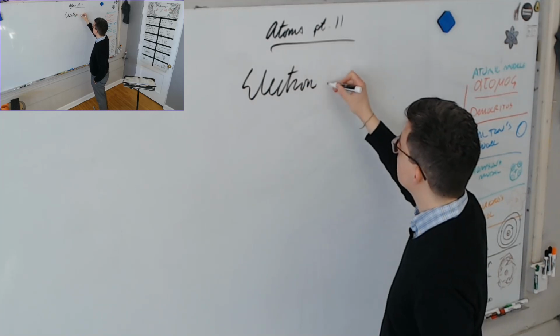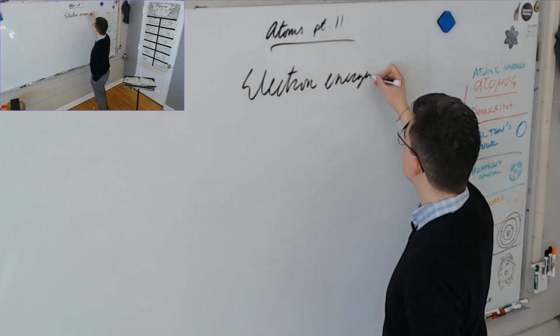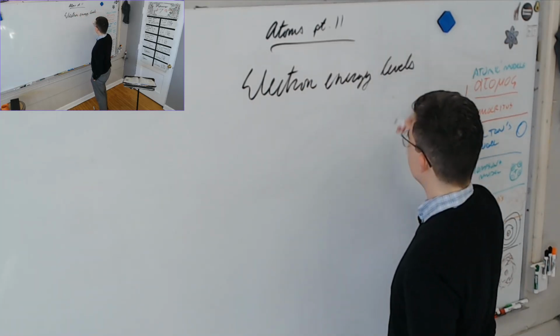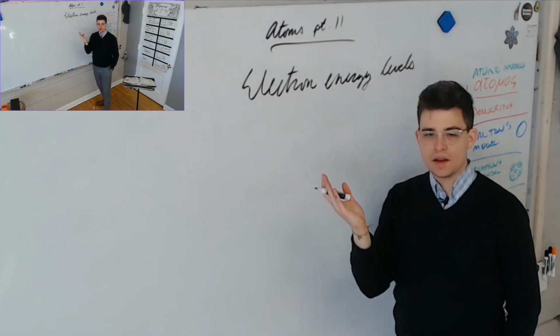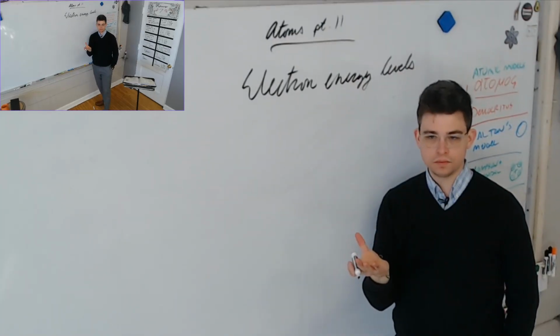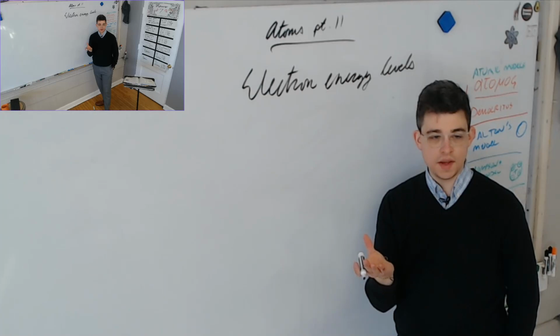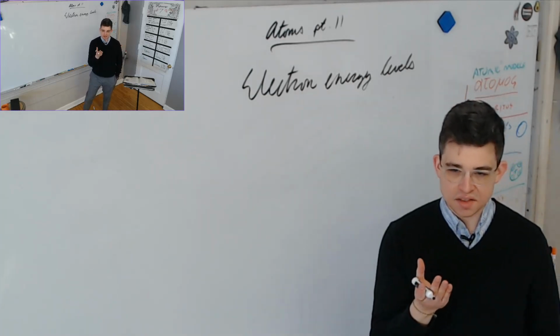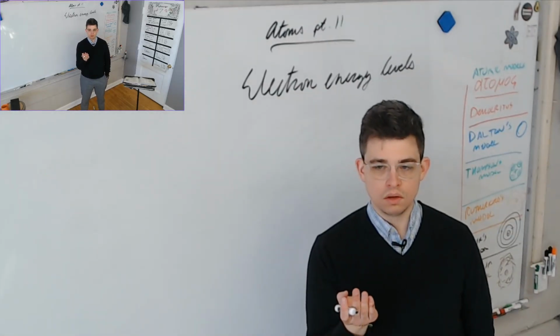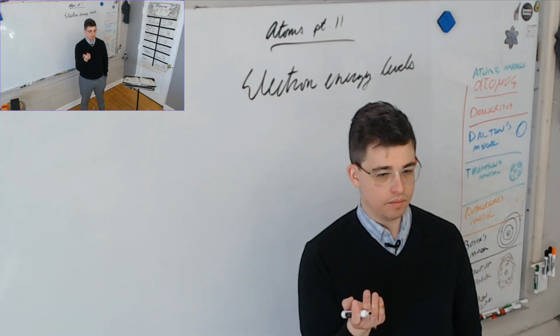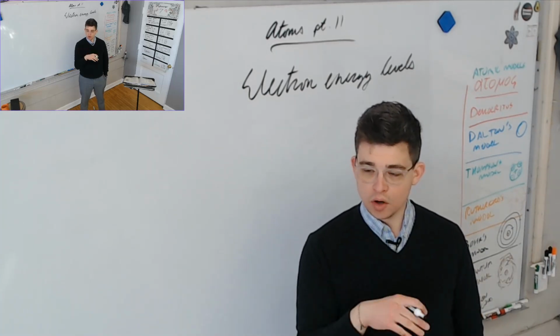Electron energy levels. What is an atom mostly by volume? Nothing. Yeah, it's mostly empty space. What is an atom mostly by mass? What makes up most of the mass of the atom? The nucleus, the protons and neutrons.